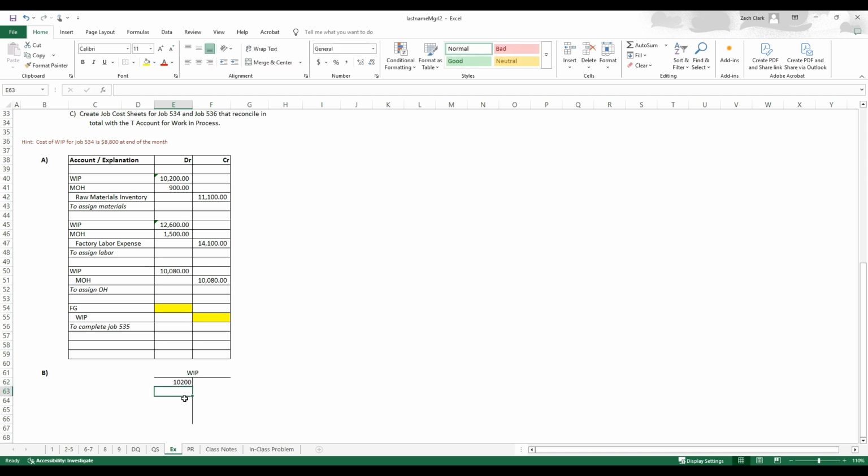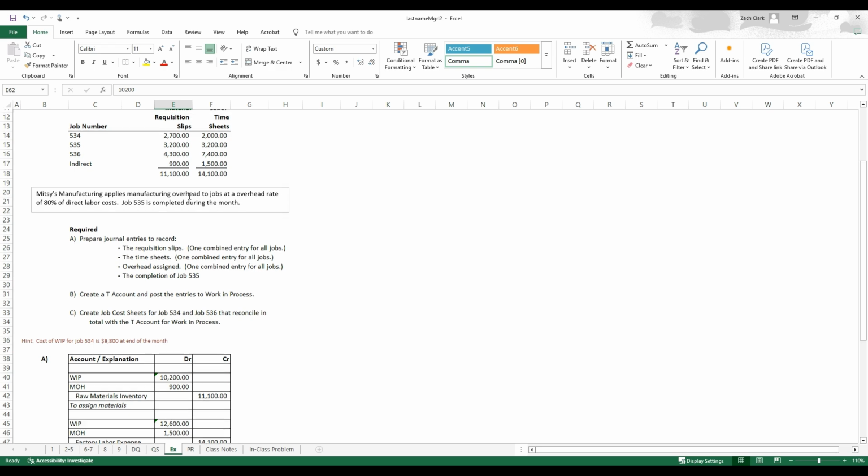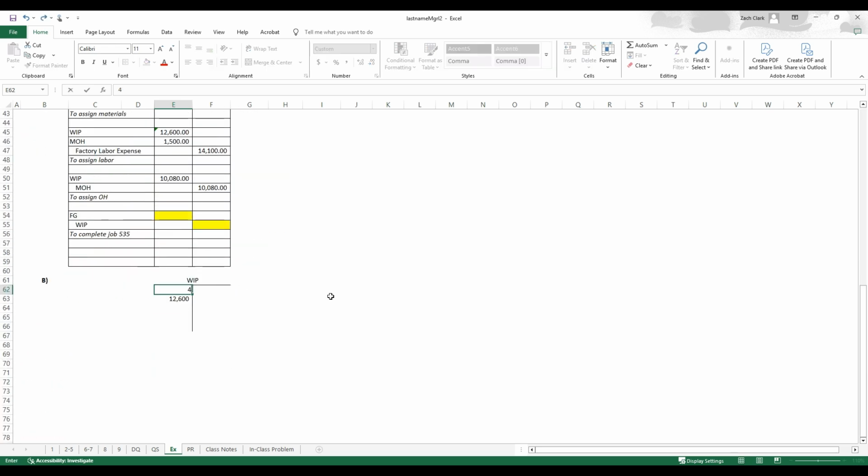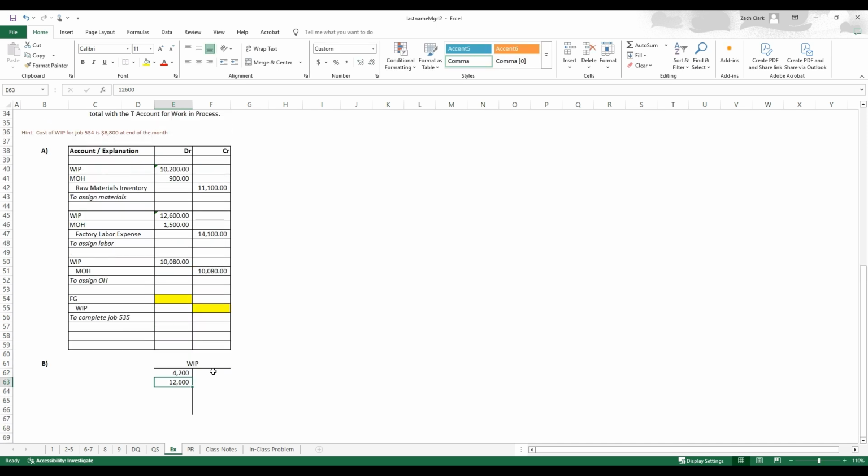We're only looking at WIP, right? So remember, there's debits and credits that are happening all throughout, but we're just looking at the WIP account. Let me make these all accounting format. Okay, so let me start up here. Our beginning balance tells us we have $4,200. Let's not forget that. Beginning opening balance, and then we've got a 10,200, and I'll just link it here.